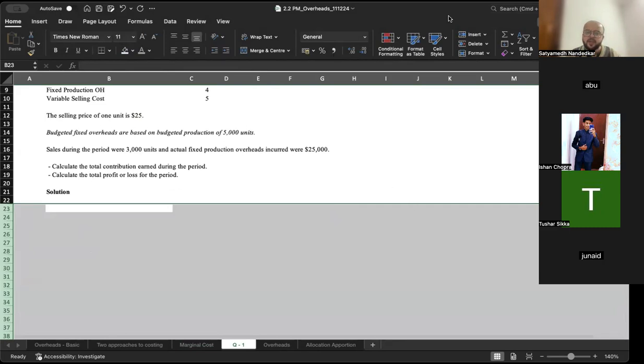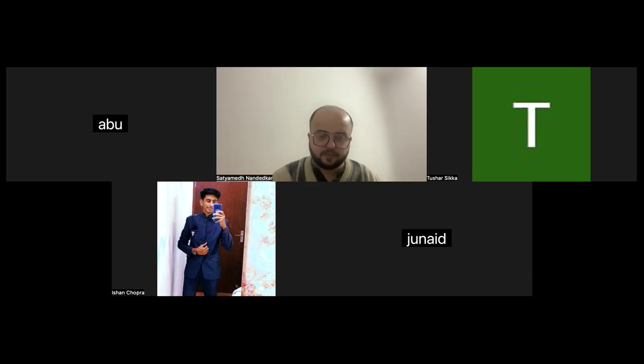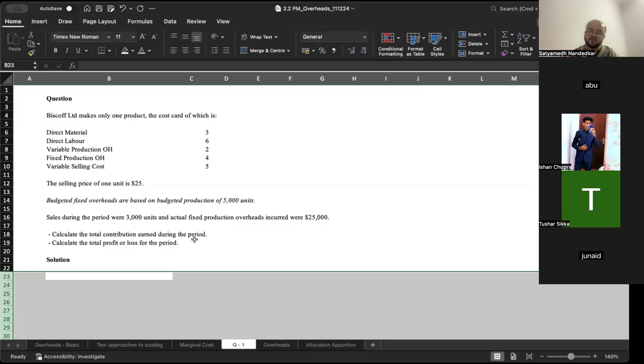Selling price will not depend on what. Okay, one very important thing: I have not explained the meaning of the word contribution yet. I will explain it in some time, not right now.